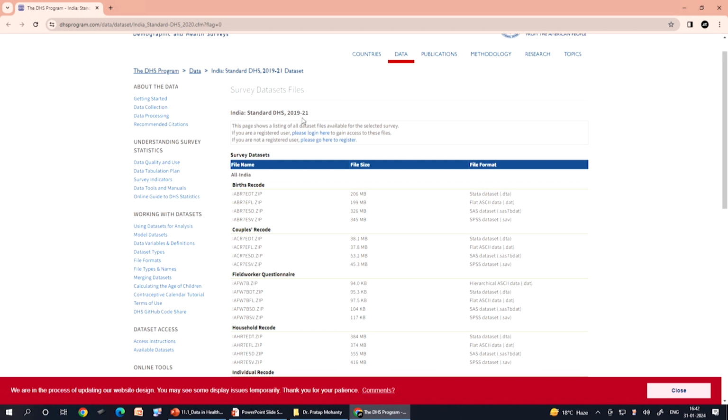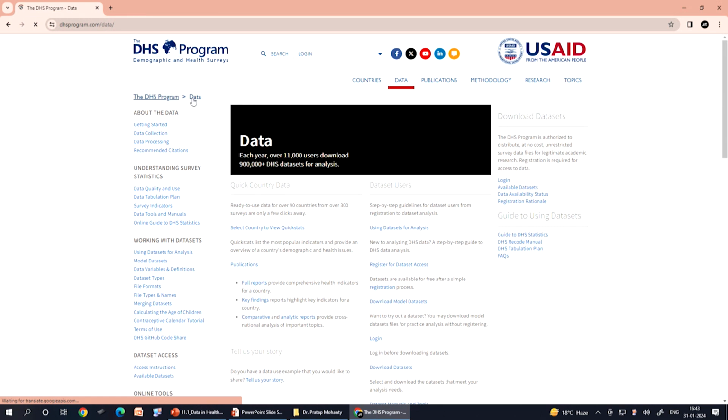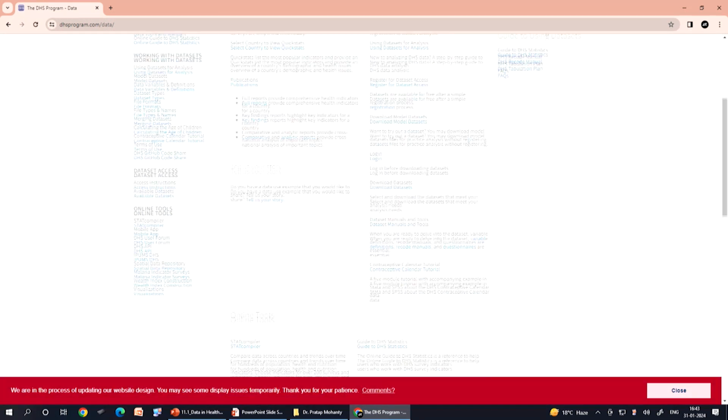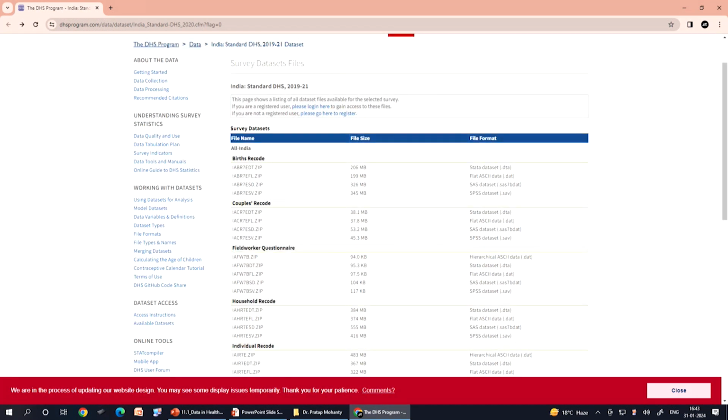2019-21 dataset. For other datasets you can just click here, then filter with the data here, then register, and then click on the country which you actually require. You need to first register and then the country, etc., will be visible on your page. Upon registration all the links will be activated and you can download. So, this is one. Then the second aspect I need to emphasize is the NSS.